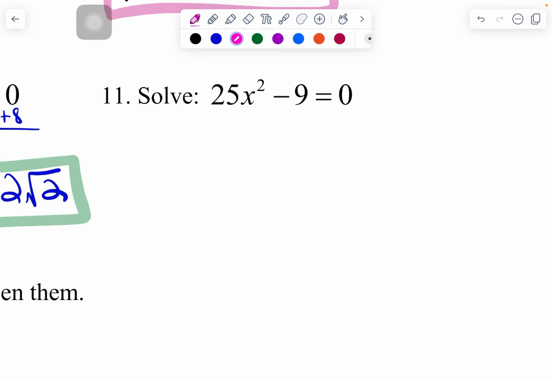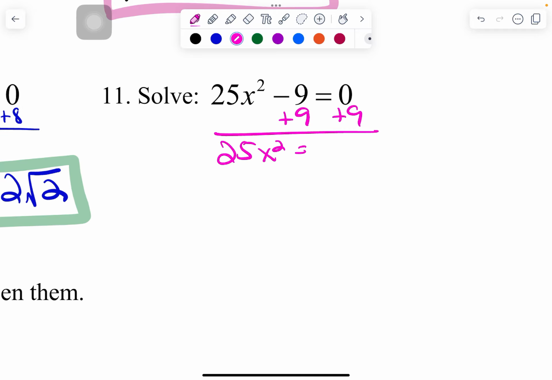All right, and then number 11. I can solve number 11 pretty much like I solved the last one, so I'll go ahead and show that method. There's an alternate way; you could actually factor this. So 25x squared is equal to 9. I'm going to go ahead and divide by 25. So x squared is equal to 9 over 25.